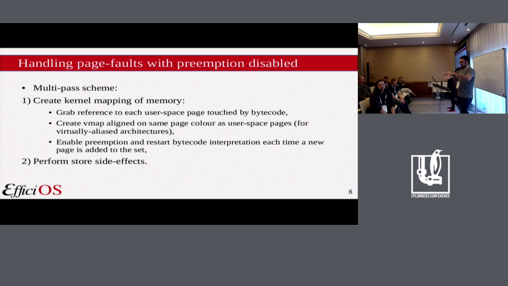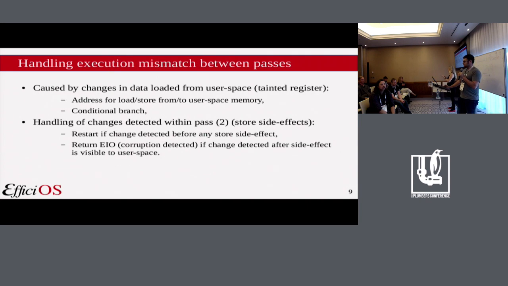So with this, I do have a data structure mapping between user space memory addresses that need to be accessed by the bytecode and kernel mappings that can be touched from interrupt handler context or preemption disabled context. And then the second pass performs store side effects. So the thing is, some algorithms want to change data underneath your feet between those two passes. So what can you do against that?